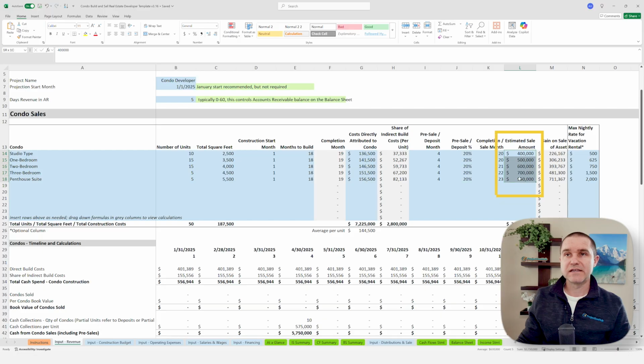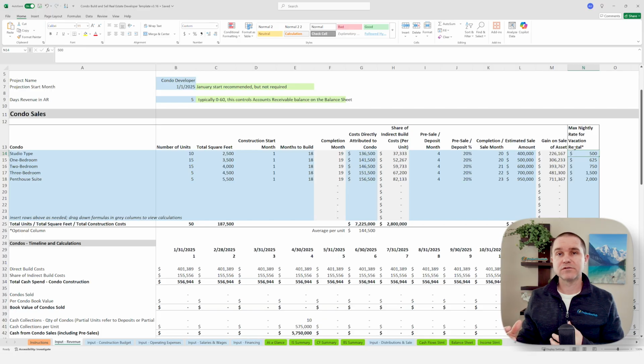And then here is the estimated sale amount, or the price that you're going to be selling. This is the total price you're selling the units for on average. And then this will calculate your projected gain on sale of the asset. And then we also have this idea that you can rent these units out. So let's say somebody buys the condo, but they want you to manage the vacation rental for them. And so we have assumptions about what's the nightly rate that you could rent these out for. And we're going to use that assumption to calculate vacation rental here in a moment.